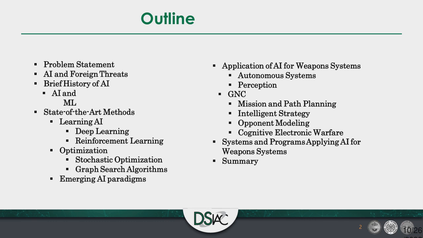So we talked about autonomous systems, perception, GNC, mission planning, intelligence strategy, opponent modeling, and cognitive warfare, and also specify some of the ongoing programs by the government, particularly obviously the DOD and DARPA's efforts in this regard. And we'll also mention some of the private company systems that are in collaboration with the DOD to be in this path towards creating systems that are changing the landscape for the next generation of warfare. And then we'll summarize and take some questions afterwards.